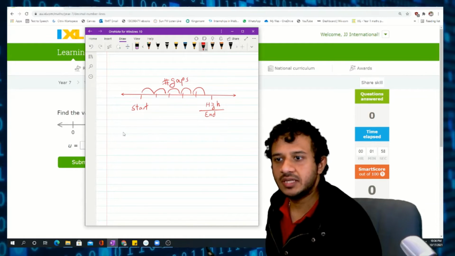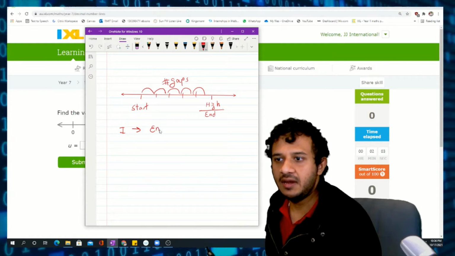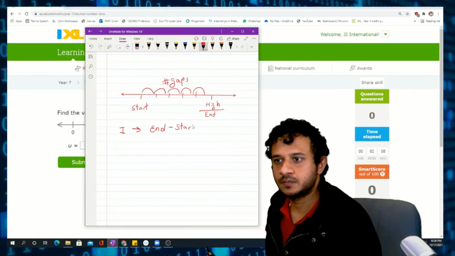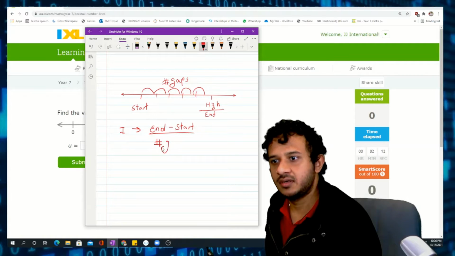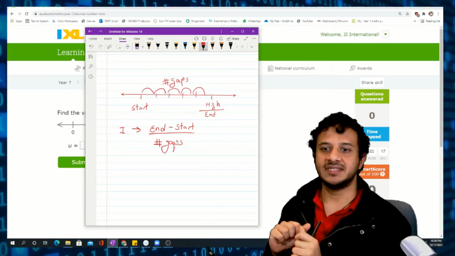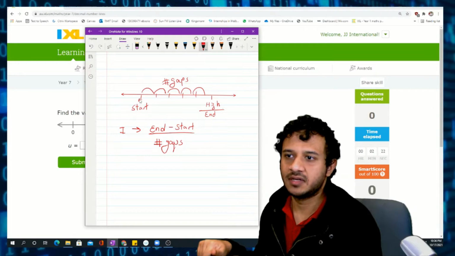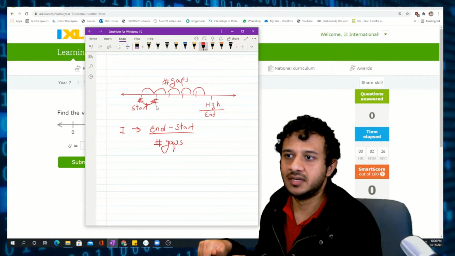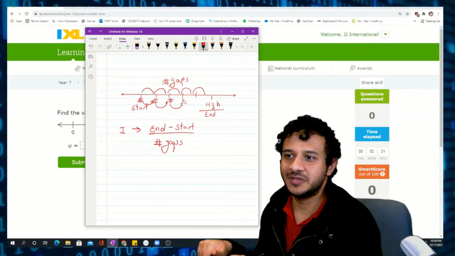Okay. So the increment will be the end value minus the start value, divided by the number of gaps. And if you do that, you will pretty much easily get the increment. Once you know the increment, you know the value here, and that value plus the increment will give you the number here. That number plus the increment will give you the number here. This number plus the increment will give you the number here.